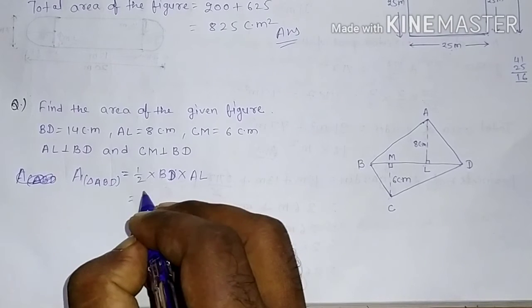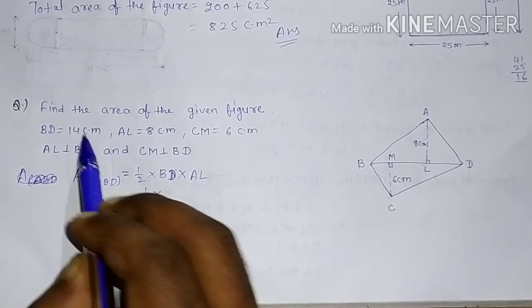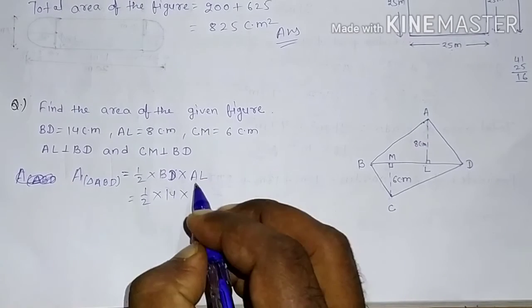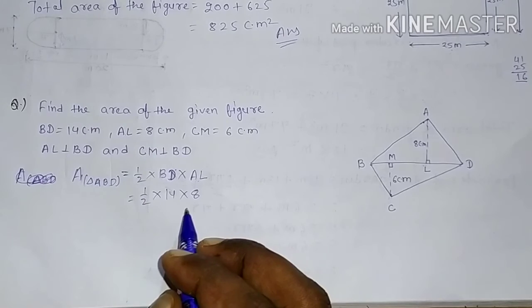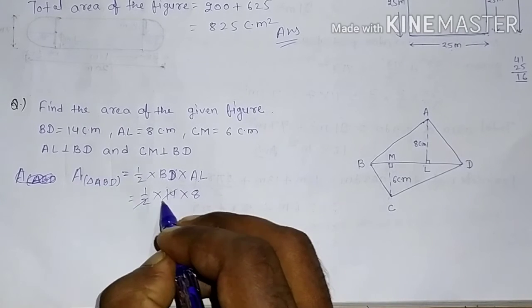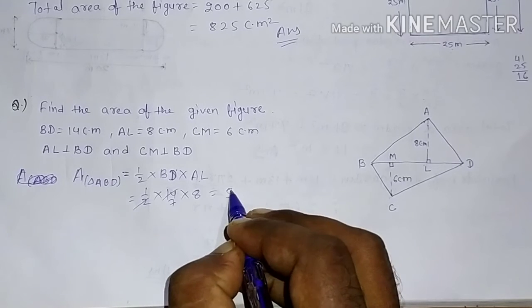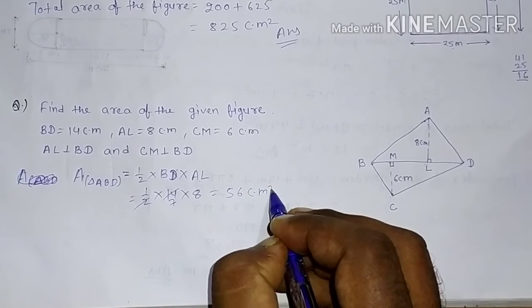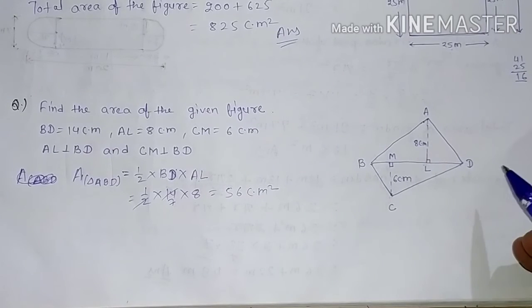Now just put the value, that is half into BD. So BD is given 14 centimeter into AL. AL is given 8 centimeter. Now just simplify it. 2 7 is 14 and 7 into 8, that is 56. 7 8 is 56 centimeter square. Now this is the area of triangle ABD.